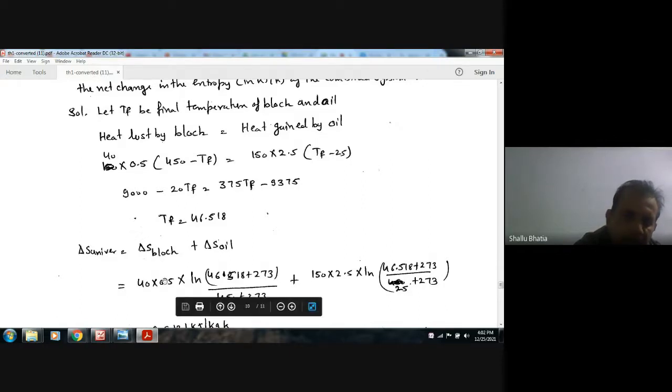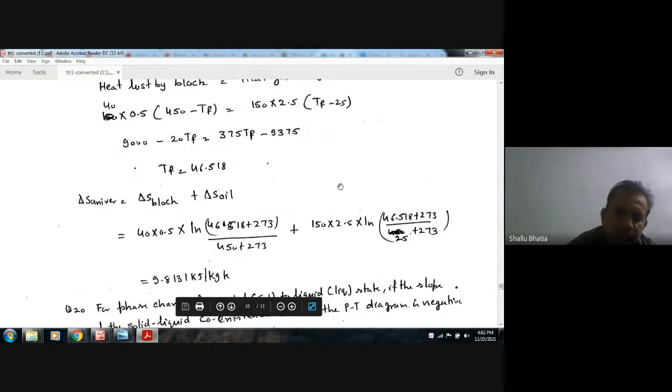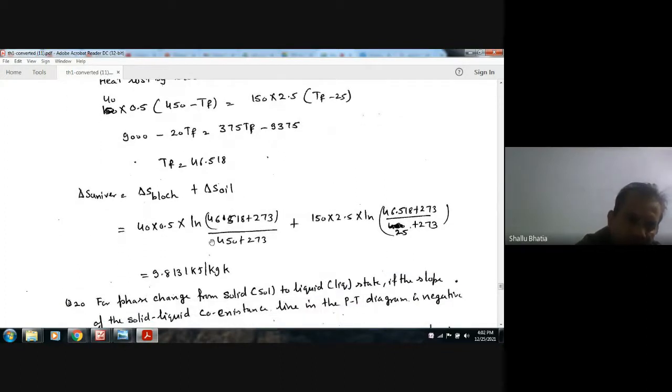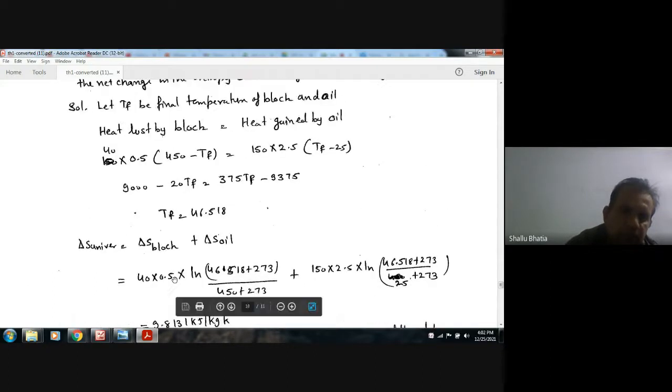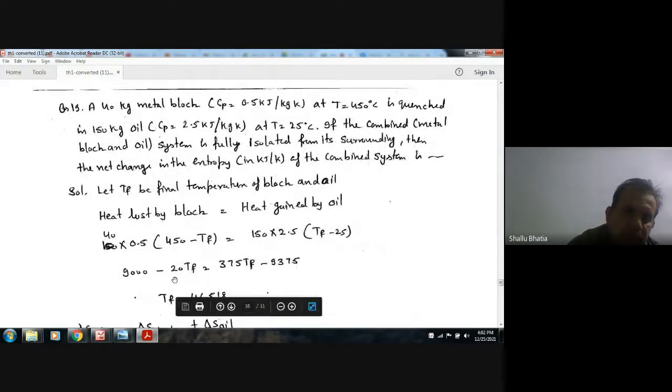So we'll put m Cp ln(TF/TI) for the block plus m Cp ln(TF/TI) for the oil. Putting in the values, the block's term automatically comes out negative because the final temperature is less than the initial temperature, and the oil's term automatically comes out positive. So the answer will be positive, that is 9.8131 kilojoule per kilogram per degree Kelvin. Okay, next.